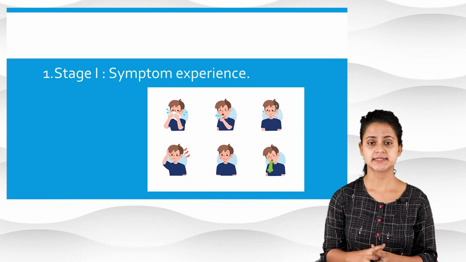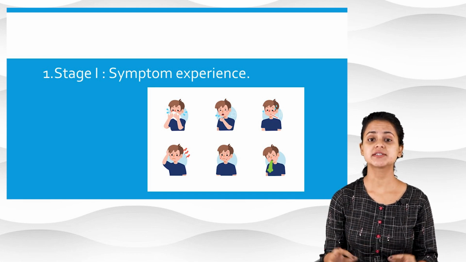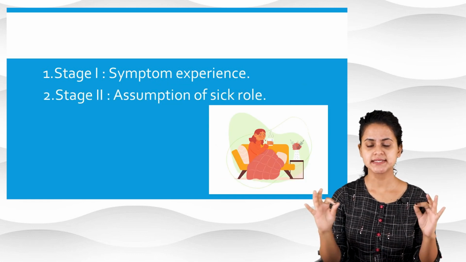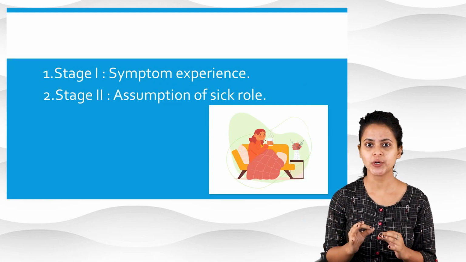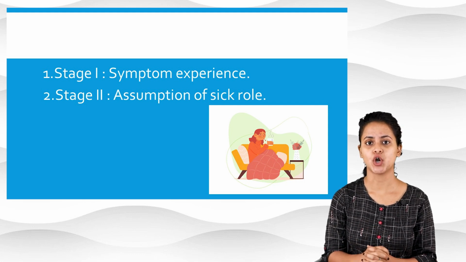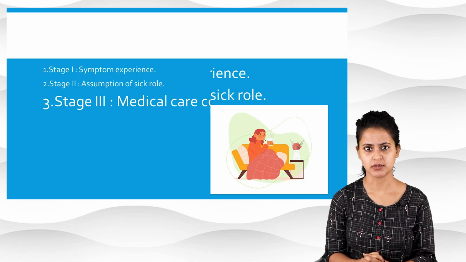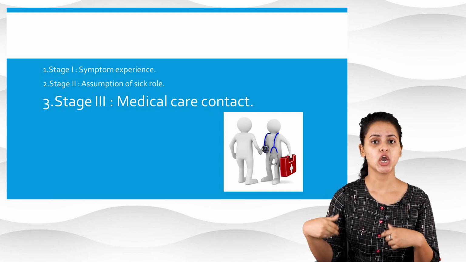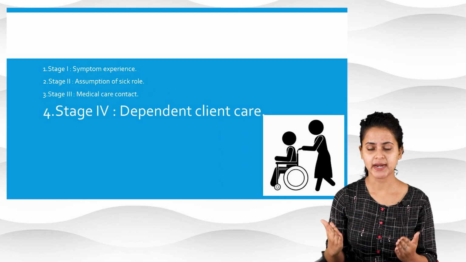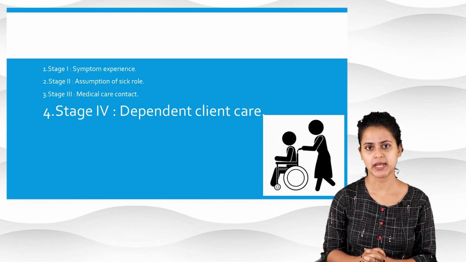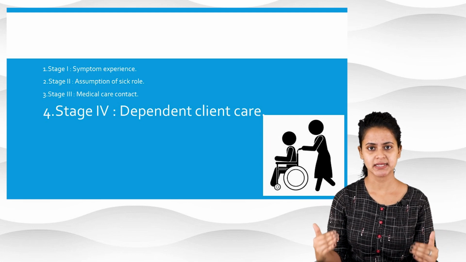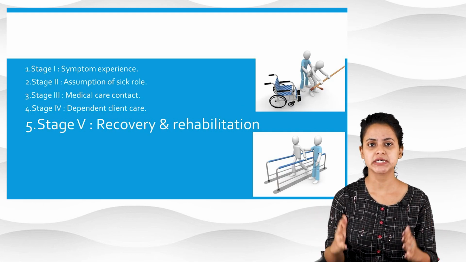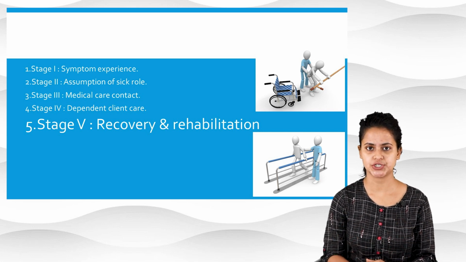So first is stage 1, which is the stage of symptom experience. The second stage is known as the assumption of sick role. The third stage is known as medical care contact, whereas the fourth stage is known as dependent client care. The fifth stage is known as recovery and rehabilitation.